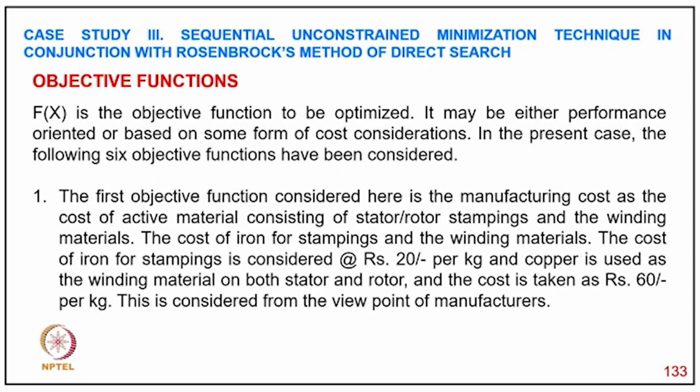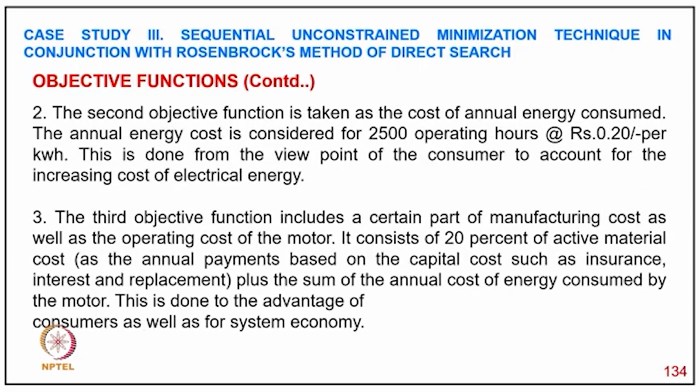The first objective considered is the manufacturing cost, as the cost of active material, consisting of stator and rotor laminations and winding material. The cost of iron for stamping is considered as 20 rupees per kg, and copper as the winding material costs 60 rupees per kg. So you consider it from every point of manufacture.